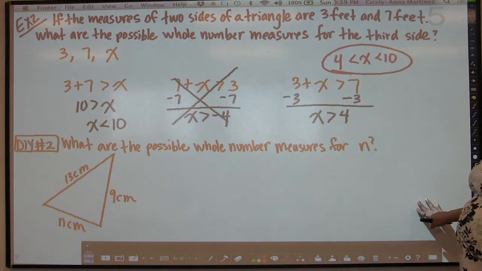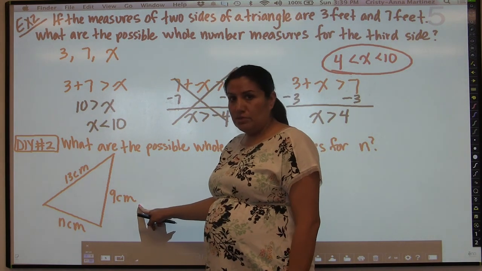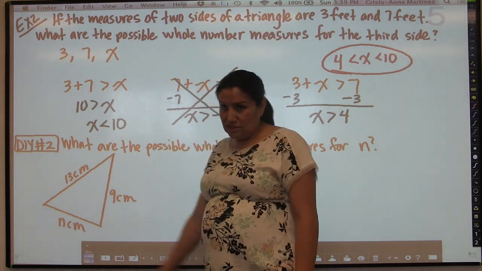So now you can do yourself number 2. They are giving you 2 measures, 13 and 9, and are asking for the possible range of values for n, which is the third side that's not given.